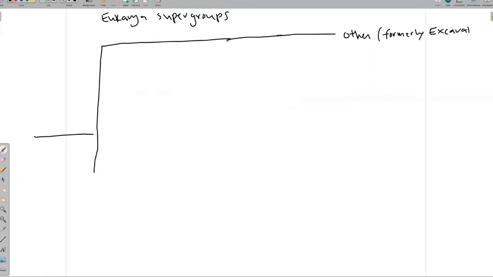The book has Excavata, but from my reading as of late, I'm going to call this other. It's a lot of different groups that don't seem to group all together. But things in these are going to be a lot of your parasites, Giardia, Trypanosoma, Trichomonas vaginalis. I'll write those in a moment.